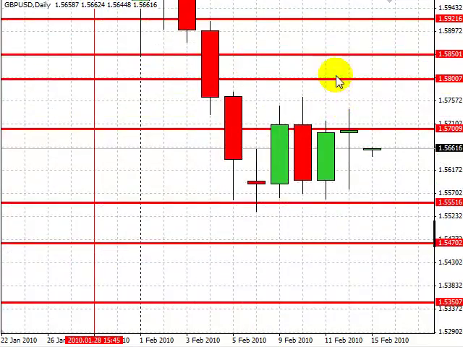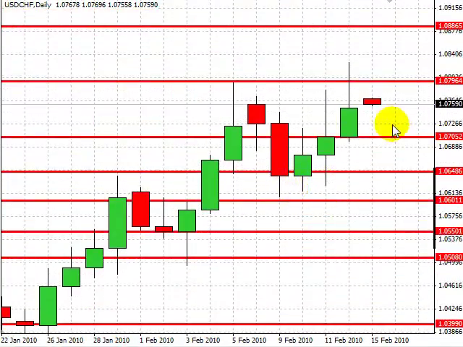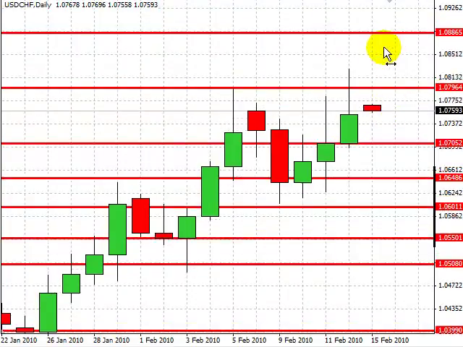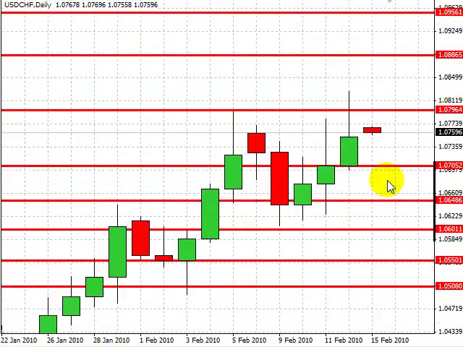Next up, we have the dollar Swissy, trading at 107.60. Our first level of resistance will be at 108. A break above that will lead to 108.80, followed by 109.50, and a top at 110. Our first level of support will be at 107, followed by 106.50. A break below that may target 106, followed by 105.50 and 105.